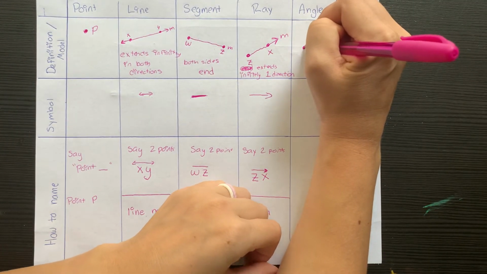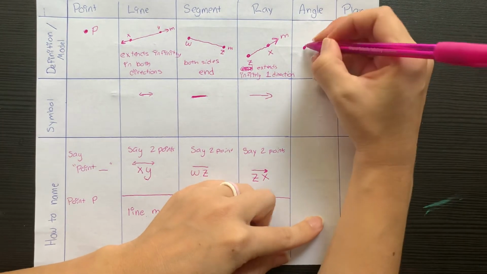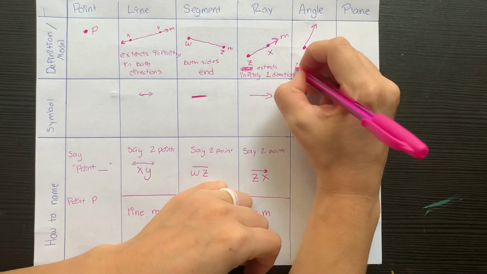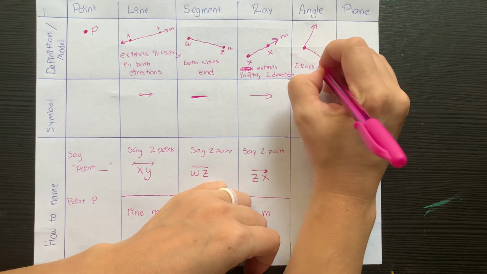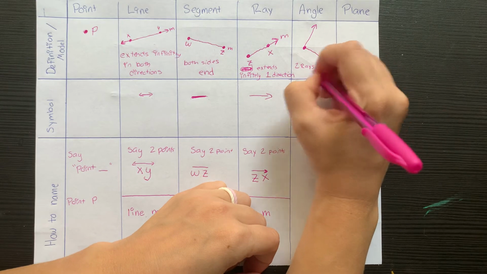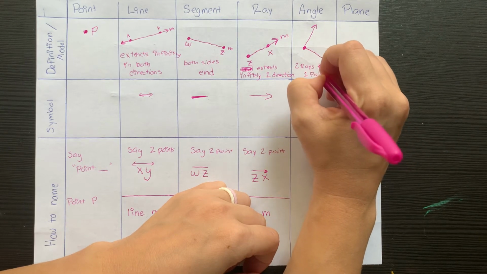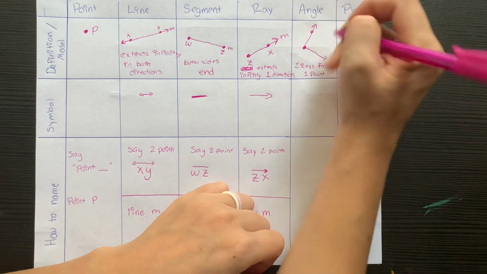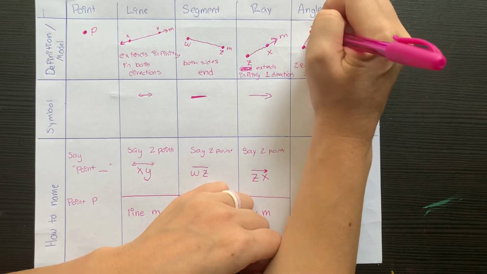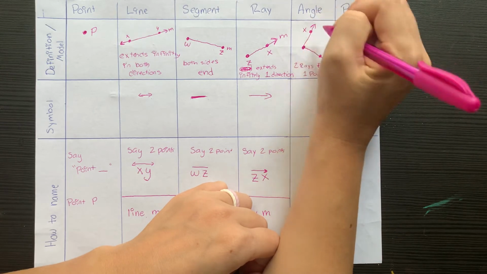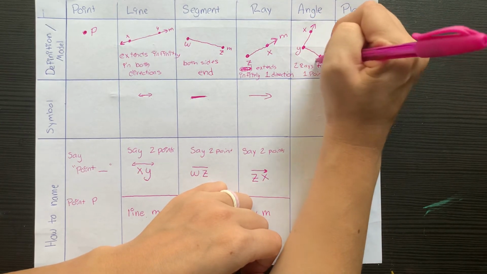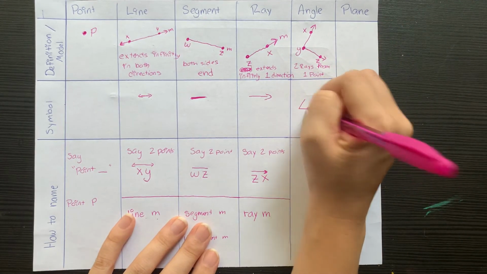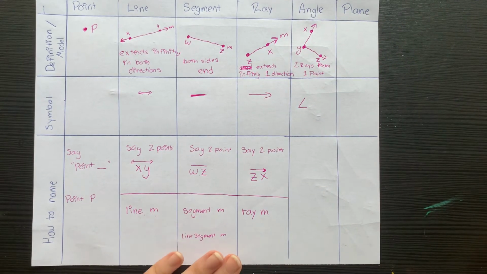So an angle, you'll have a point that's in the middle. You'll have two rays coming out of one point. From one point forms an angle. Right. I'm going to give it some letters. So X, Y, Z. So the angle symbol will look like this. It's just a little angle.